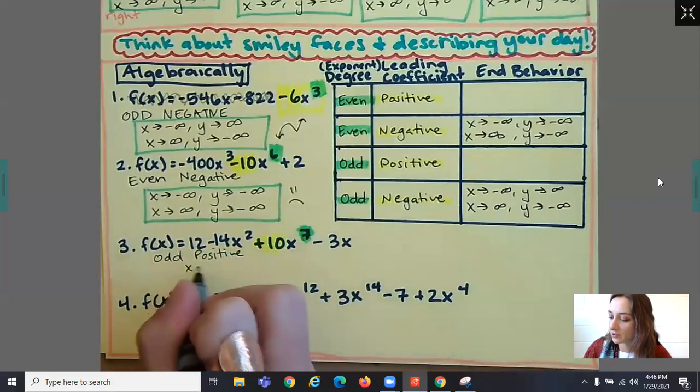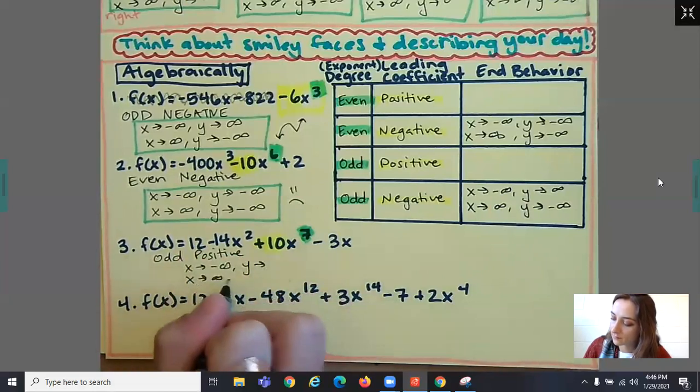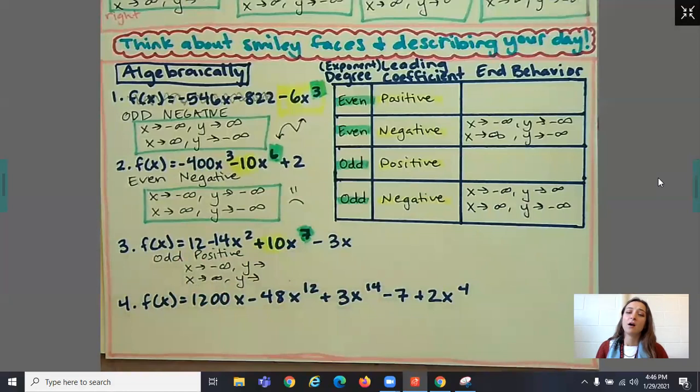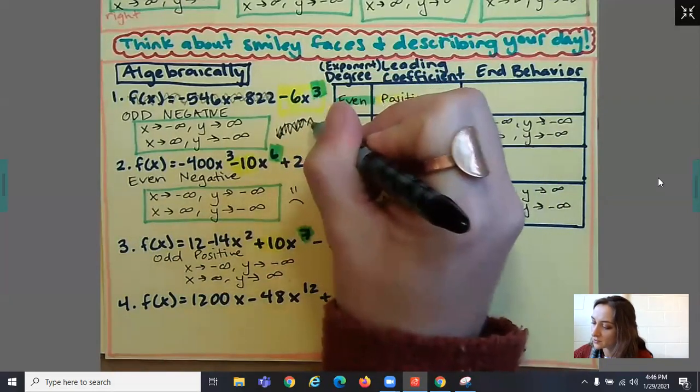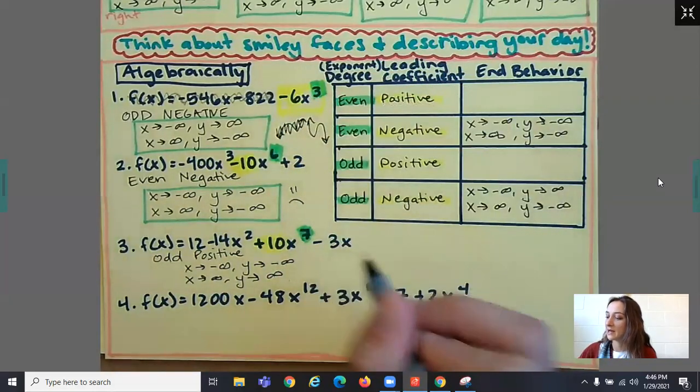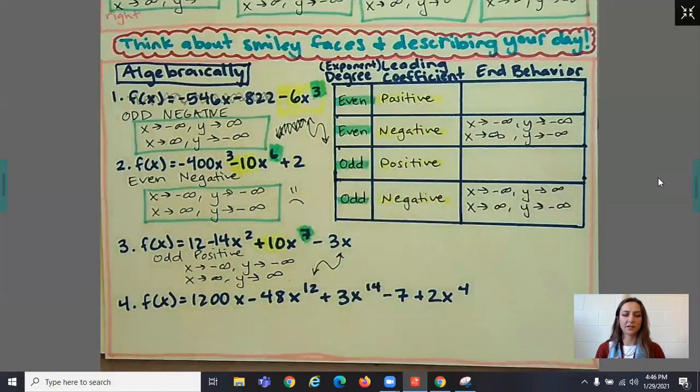So if you're describing your day here, how was your day? My day started off really bad, but it ended good. That is an odd positive. So it's still odd. They're not matching, but it started bad down at negative infinity, and it ended up good at positive infinity. So this one, actually, I drew the wrong diagram here. The odd negative was supposed to be starting up and then going down, but this one is now starting down and going up. Sorry about that on the first graph.